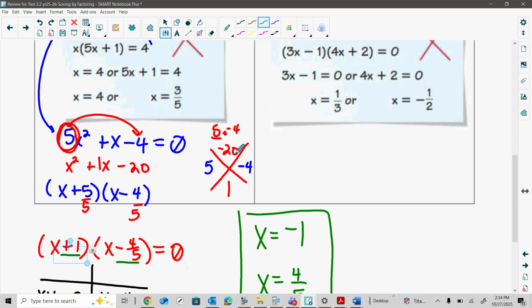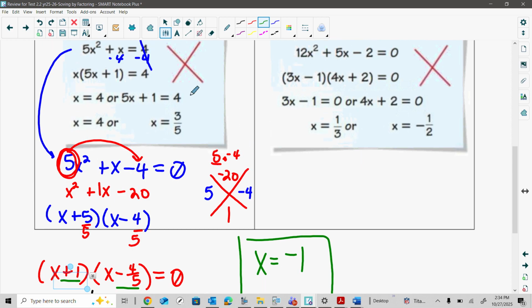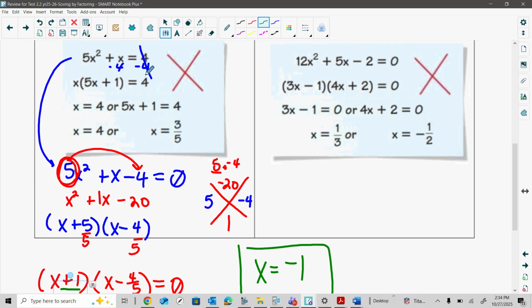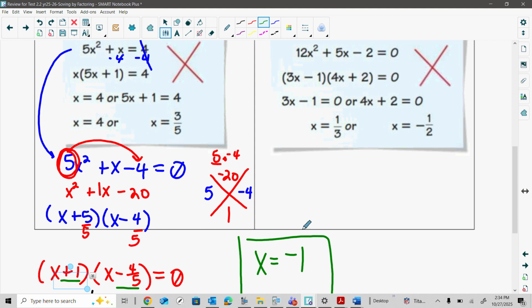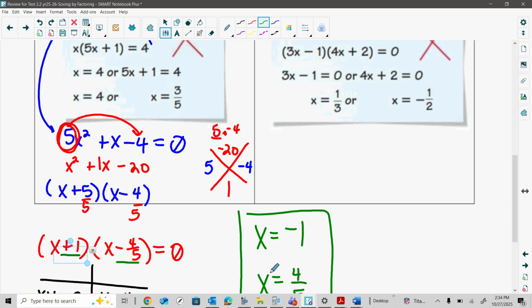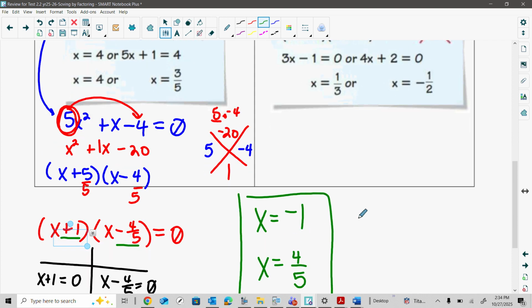So they want you to find the error. The error here on this first one was they didn't have it equal to 0. That's why everything else is wrong, and then obviously their solutions are wrong. We got the right answer now.